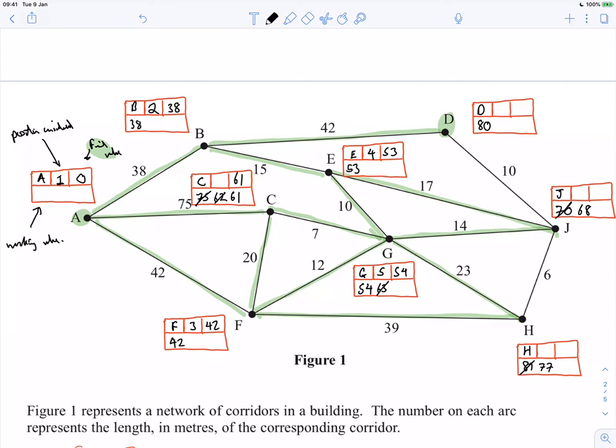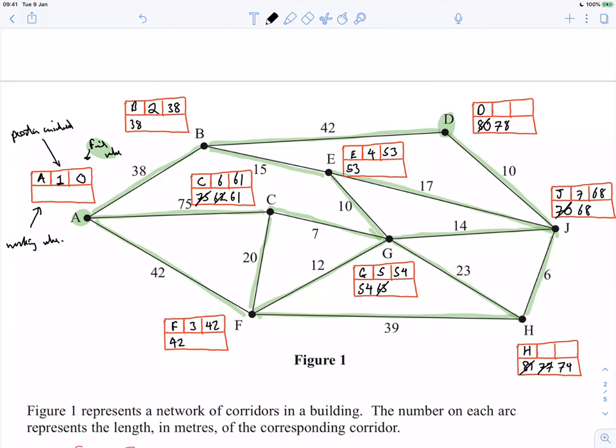And then, what is it? What are we on now? 1, 2, 3, 4, 5. This will be the sixth one. And now, out of the ones that we haven't considered that are finalized, I believe it's only H, J, and D. So we've got the lowest of 77, 68, and 80. So clearly 68 is lower. So this will now be the seventh one with a working value of 68. And we consider 68 plus 10, which is 78. So there's a slight saving there. Or we consider 68 plus 6, which is 74. Which is a slight saving here.